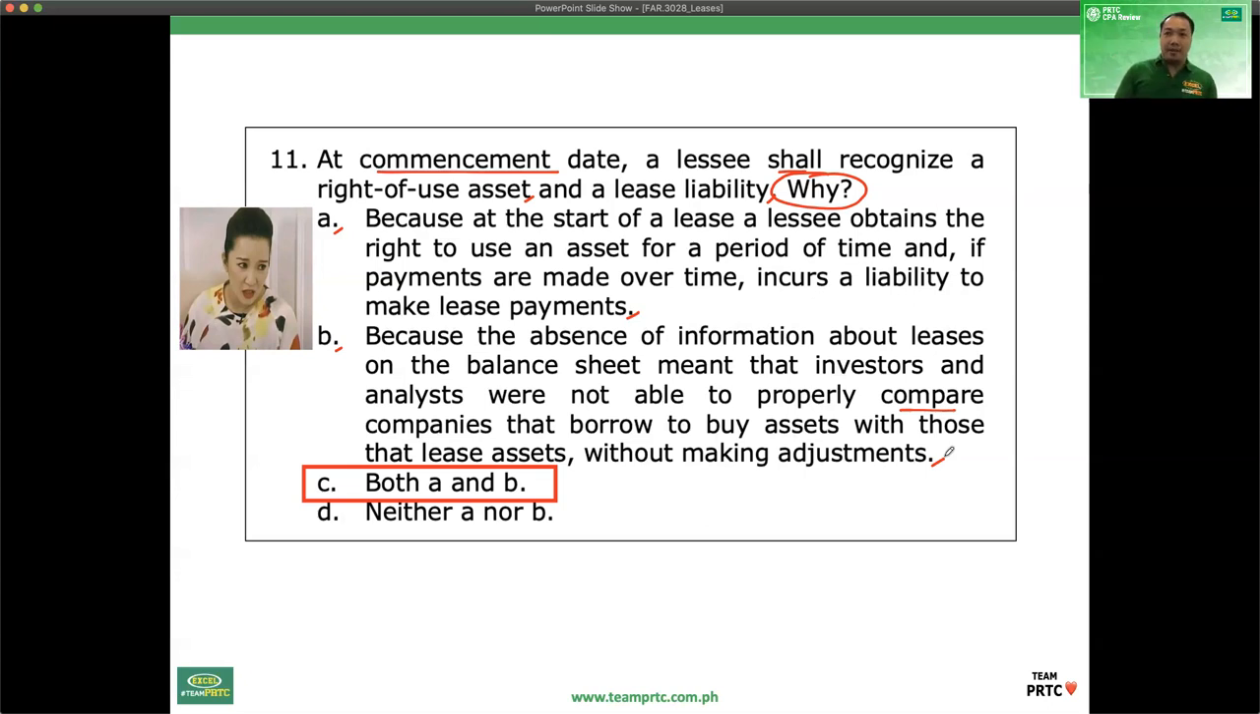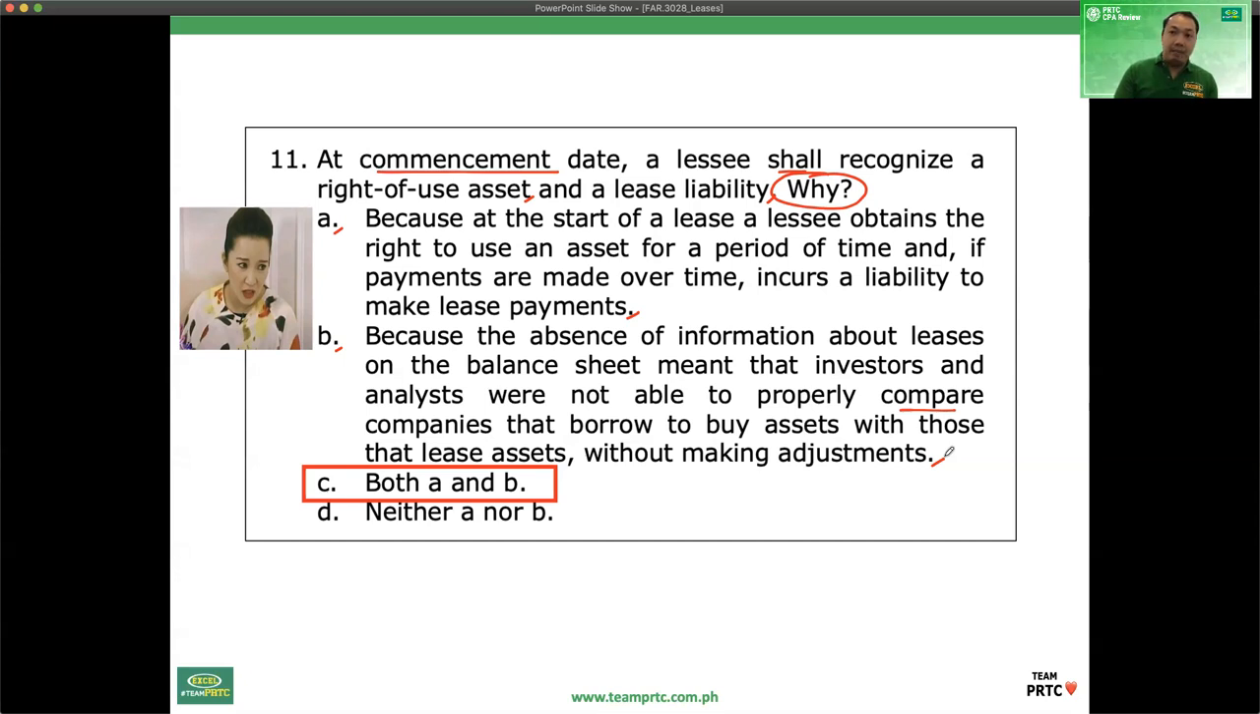So, with the new requirement, basta may lease, may asset, may liability na yan. So, comparable na ngayon si company A at si company B. Si company A na bumibili ng asset using borrowed funds at itong si company B na nagli-lease. So, whether you buy or you lease, same lang ang nasa balance. Parehong nasa balance sheet yung asset and liability. And that's actually the main reason kung bakit ni-revise yung PAS 70, yung IAS 70 na yan, to bring leases on balance sheet.